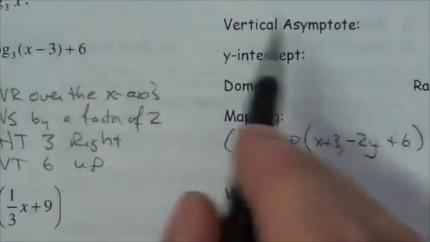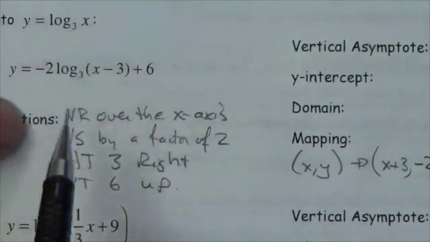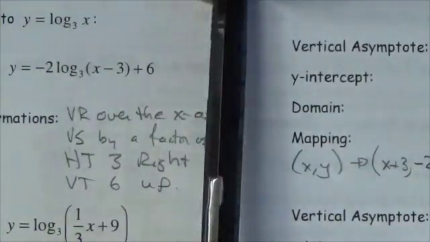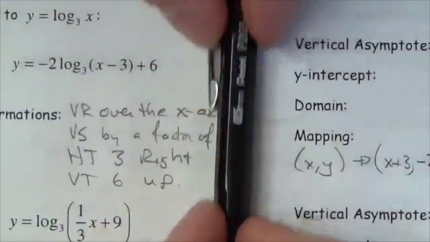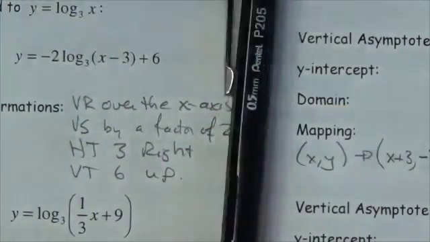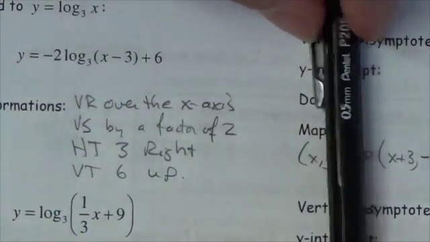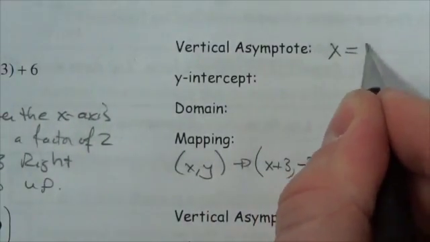Now let's talk about the vertical asymptote. How is any of this going to affect the vertical asymptote? Well, a vertical reflection, flip that over, won't change a vertical asymptote. Stretching that by a factor of 2 won't change the vertical asymptote. Neither will moving it 6 up. But moving this 3 to the right will. So my vertical asymptote here is going to be x equals 3.